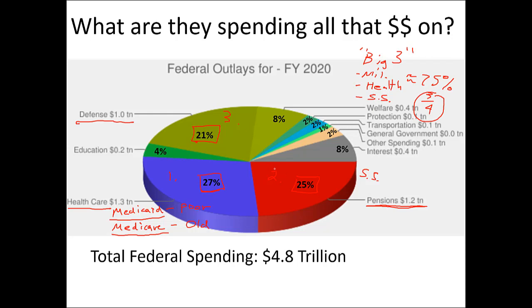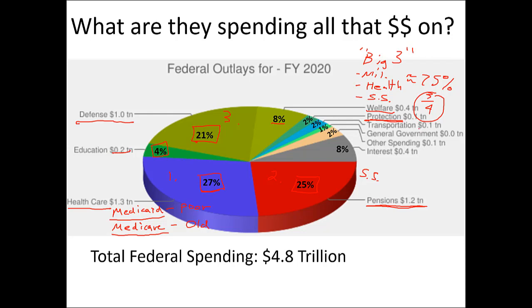Everything else is a mixture of much smaller things, things we often associate with the government. Welfare. This is direct aid for the poor. Some of it's cash aid, a lot of it's food stamps, a lot of it's housing subsidies. That's only 8%, only 0.4 trillion. Education subsidies. There are various forms of that. Some go to K-12, some go to college students, grants, etc. That's only 0.2 trillion, only 4%. Protection, this would be things like federal police, the FBI, that kind of stuff. That's only 2%.